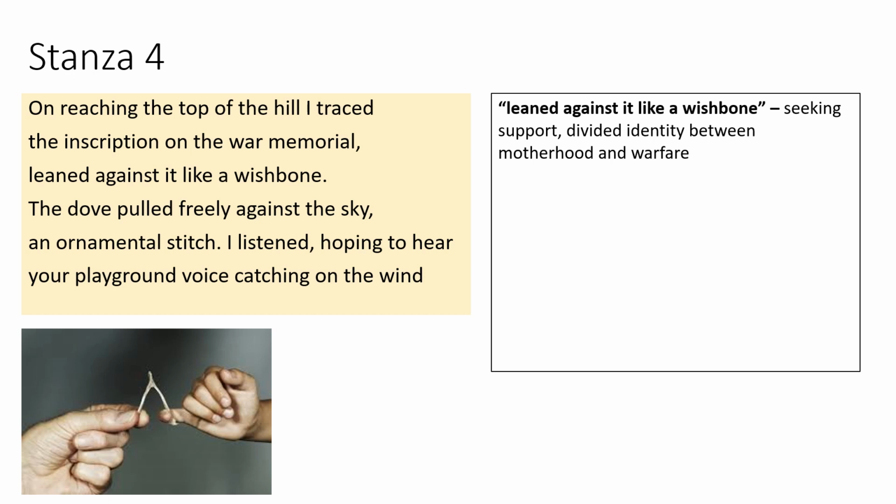One of the most interesting lines in the poem for me is this one where she leaned against the war memorial like a wishbone. It seems she's seeking support. She is a woman who is conflicted and who is being weakened by her role as mother being taken away from her. But also that she seems to have a divided identity between motherhood and warfare. She is both equally now. We can see that image of her leaning against the war memorial, her on one side, the war memorial on the other. She is being almost torn in two by war and conflict here.